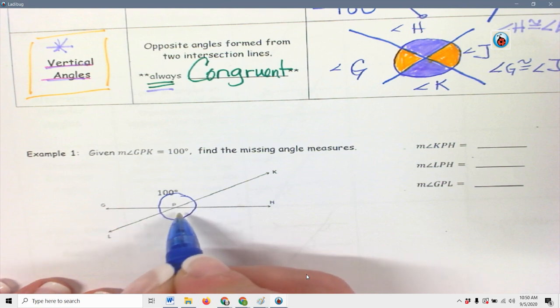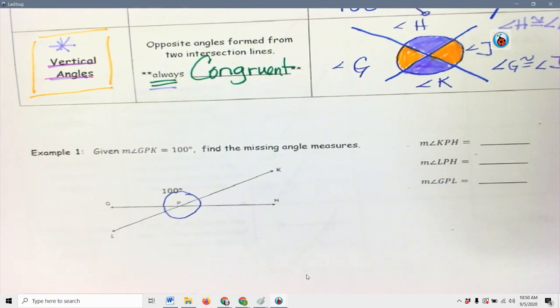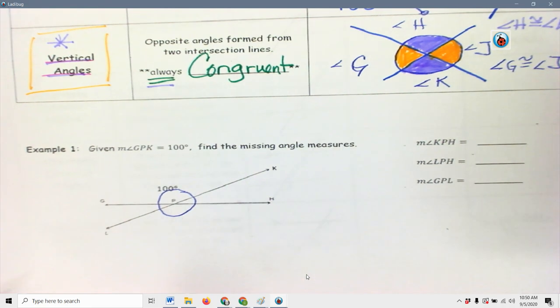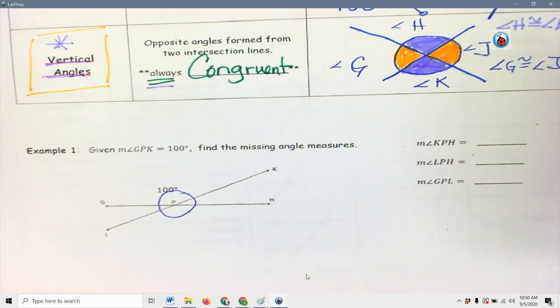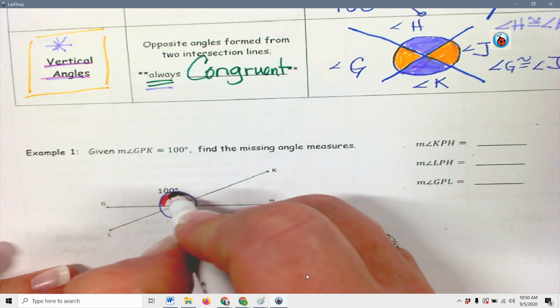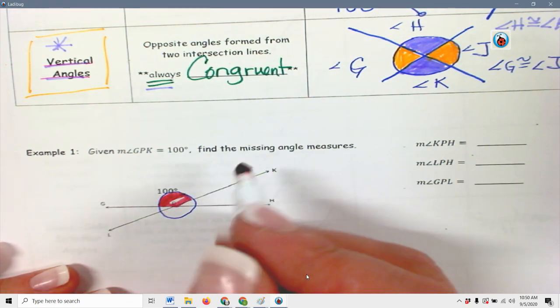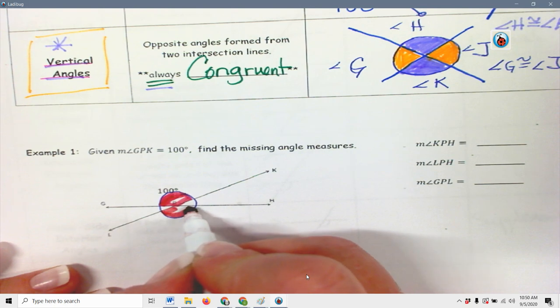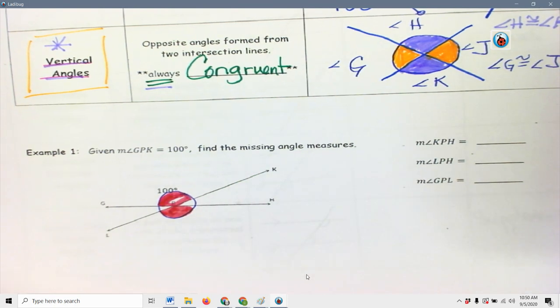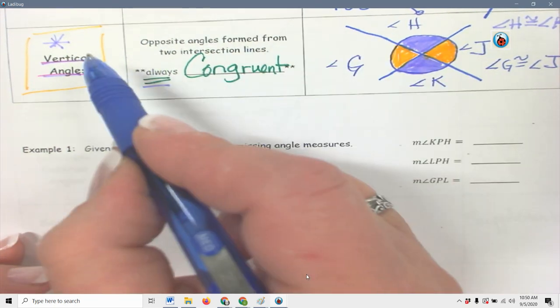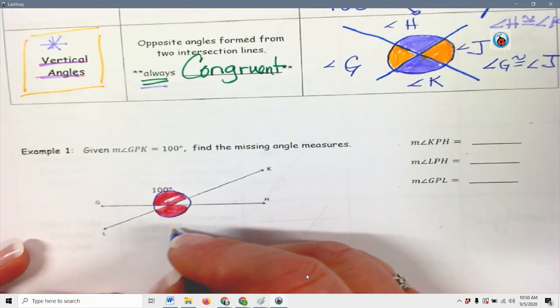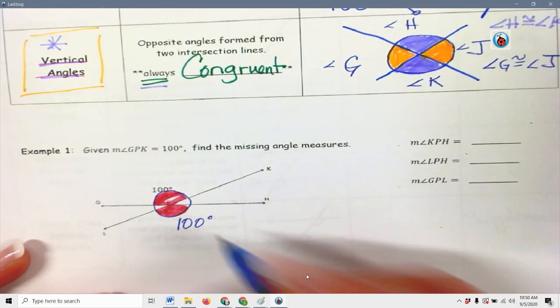There's 1, 2, 3, and 4. It's a little bit easier. Well, I also think it's very useful to color in angles. So let's go ahead and do that. This angle here, we already know measures 100 degrees, okay? We know that this angle opposite, then, because those are vertical angles, will also be 100 degrees.